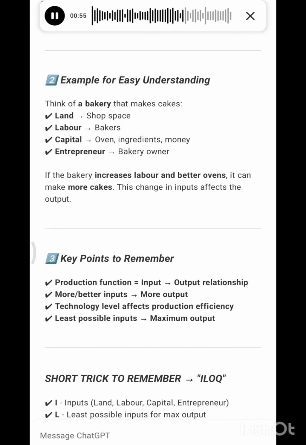3. Key points to remember. Production function equals input-output relationship. More and better inputs, more output. Technology level affects production efficiency. Least possible inputs, maximum output.